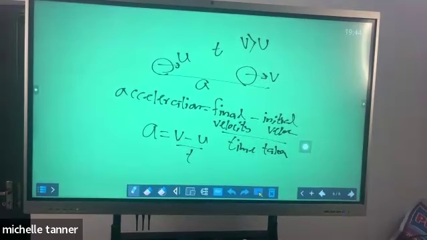Objects change their velocity. Draw the diagram and write down how to write the acceleration.